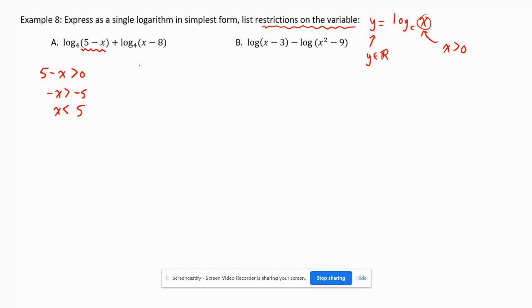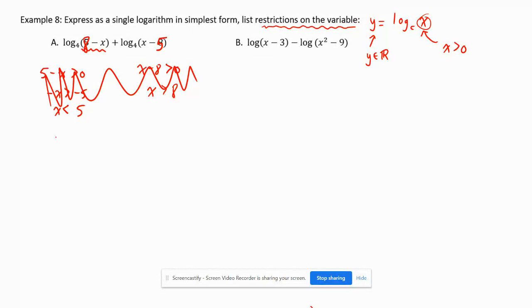For this part, we have x minus 8 has to be greater than 0. That means that x has to be greater than 8. Guys, I totally messed up here. All right, quick little typo over here. We're going to change that to 8 minus 5 and this to 5 minus 8. And I'm going to redo all this over here.